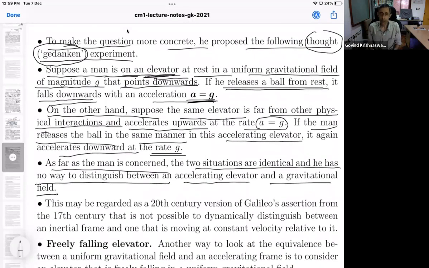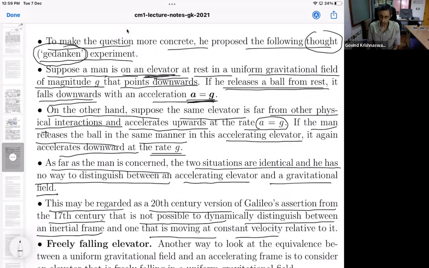So just to make a parenthetical analogy, this may be regarded as a kind of 20th century version of Galileo's assertion from the 17th century that it is not possible to dynamically distinguish between an inertial frame and one that is moving at constant velocity relative to inertial frame. Okay? That is a ship at rest, it's in the dock, and a ship moving uniformly at sea. Galileo said that you cannot distinguish these two by doing mechanical experiments inside a closed room inside the ship. Same way, Einstein is saying that you cannot distinguish these two situations.